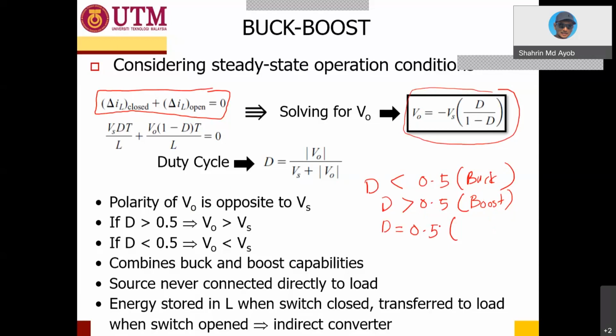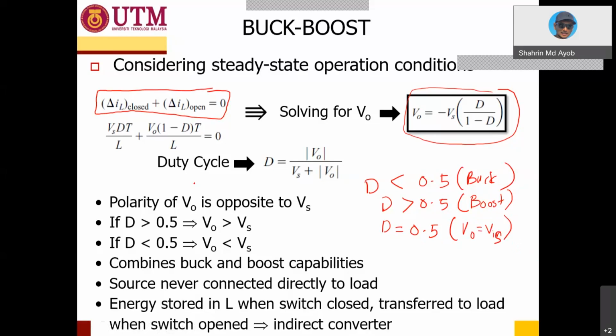what happens when D is equal to 0.5? When D is larger than 0.5, it will become a boost converter. When it is lower than 0.5, it will become a buck converter. What happens when the duty cycle is 0.5? So V out is equal to V input, or Vs. So the same, the unity gain is actually 1.